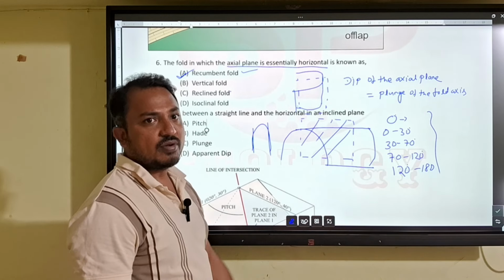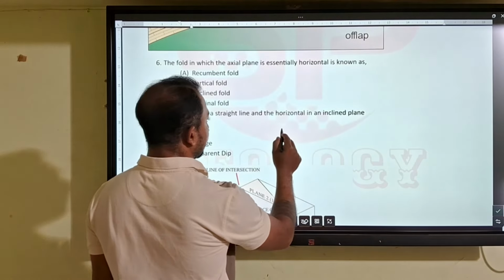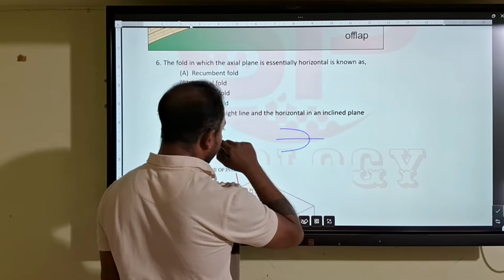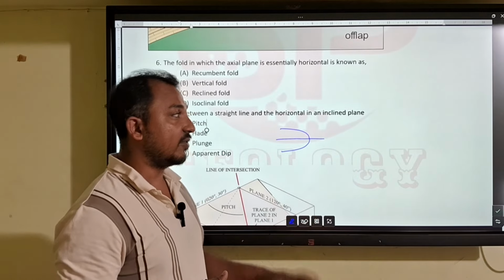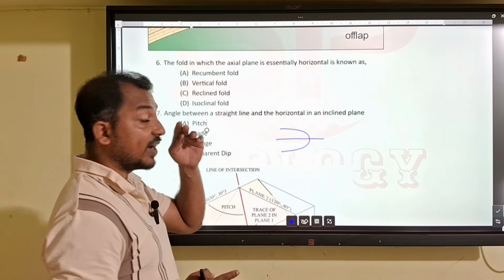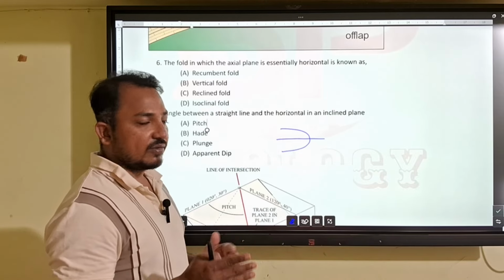So there are three folds, remember: one is recumbent, one is vertical, one is upright fold. Recumbent: the axial plane is horizontal and the fold axis is also horizontal. It will be like this, both fold axis and axial plane are horizontal. It also comes under the category called neutral fold, where it is closed sidewise. Then vertical fold, both are vertical. Then the upright fold, the axial plane is vertical. Then reclined fold, both are inclined. Then your isocline, it is another category that we have discussed.